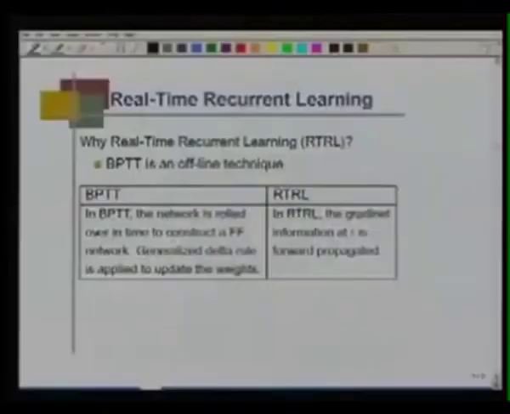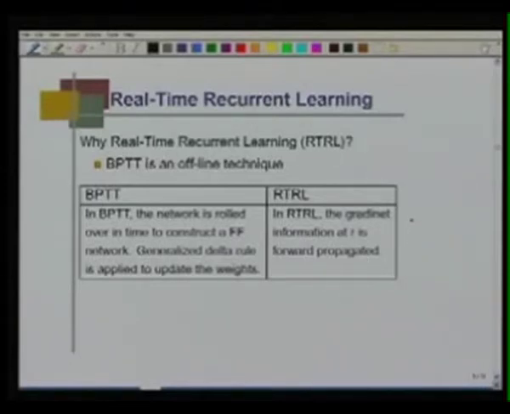As usual, as I already said, in back propagation through time, the network is rolled over in time to construct a feed forward network. The generalized delta rule is applied to update the weights. That is what we discussed just now. In contrast, in RTRL, real time recurrent learning, the gradient information at t is forward propagated.